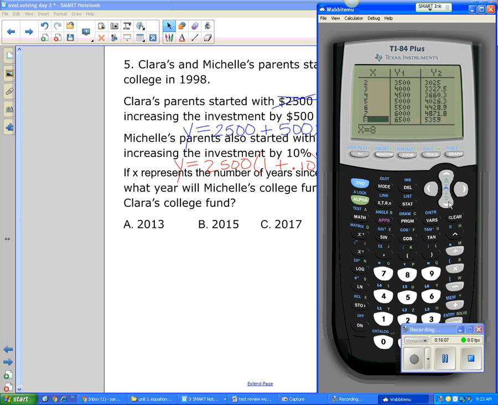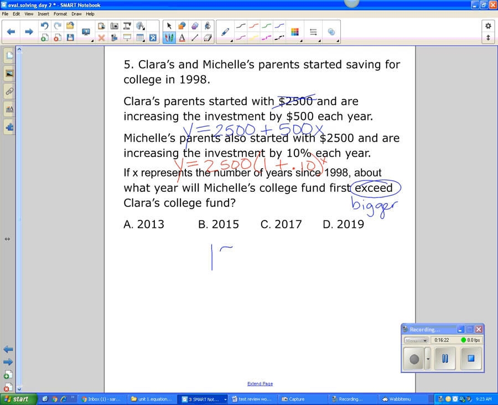I'm going to go kind of slow. I'm looking for this one to be bigger. Still not. All right, right here. It gets bigger. So how many years did it take? 15. Now, once again, this is why this one's a bonus, because it's got a lot of different things to keep track of. Is the answer B? No, good. All right.